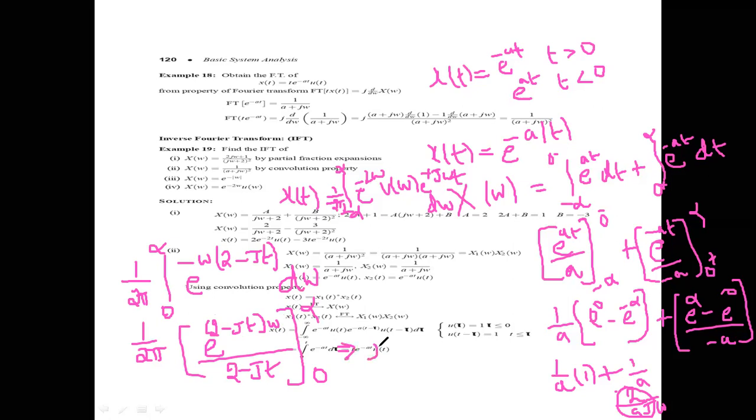x of t is equal to 1 by 2 pi, minus of 2 minus j into t, which is the inverse Fourier transformation of the given function. Okay, my dear students. Why did we get the minus here? By substituting the lower limit, there is a minus term, minus 1 by 2 pi into 2 minus j into t. The inverse Fourier transformation.